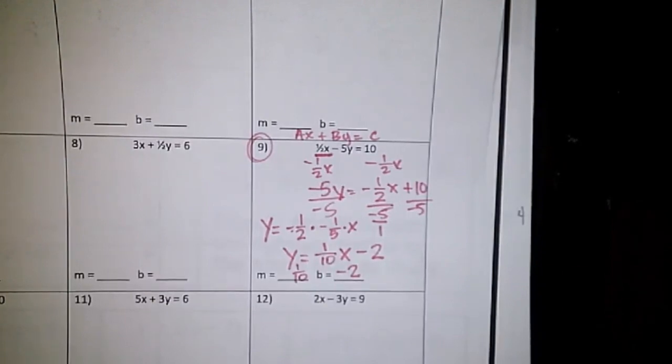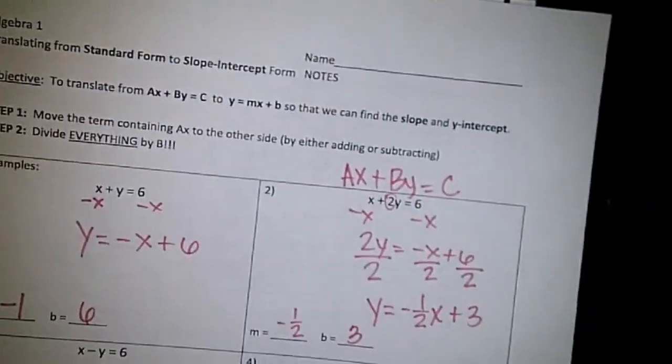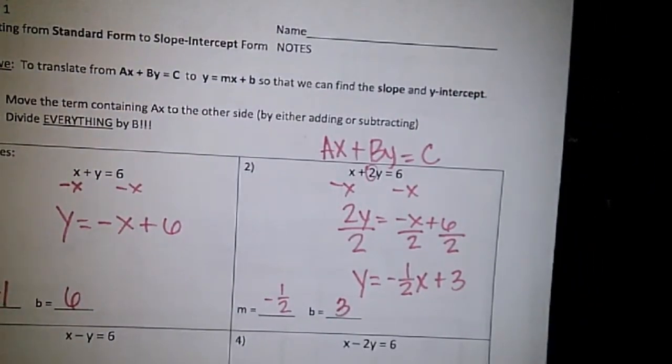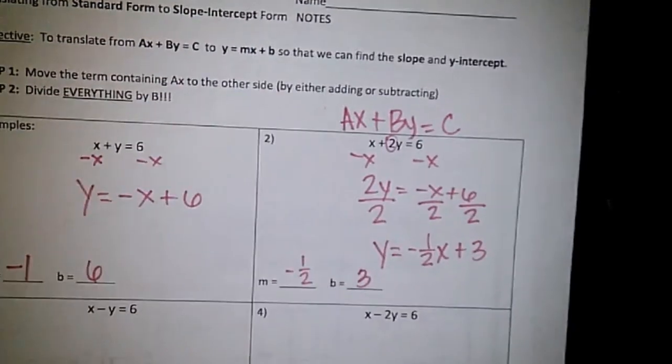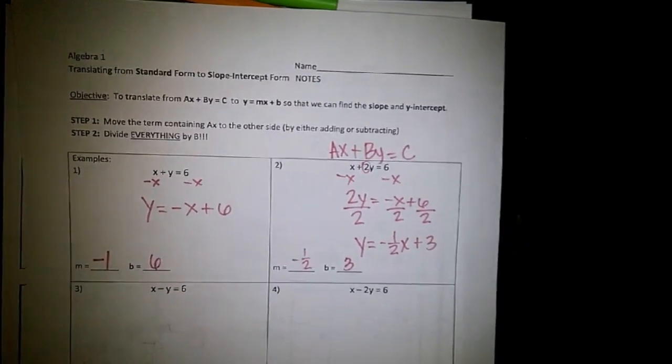Okay, ready? Any questions about standard form to slope-intercept form? Ask now. Any questions? Anything you're not sure about?